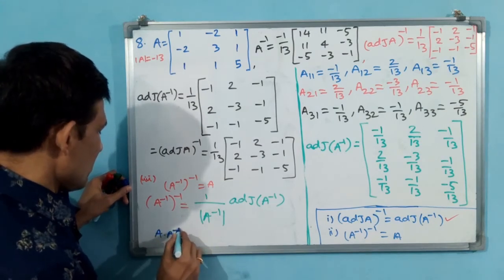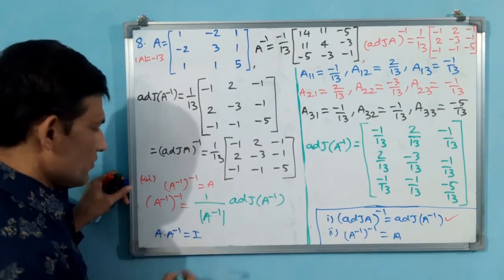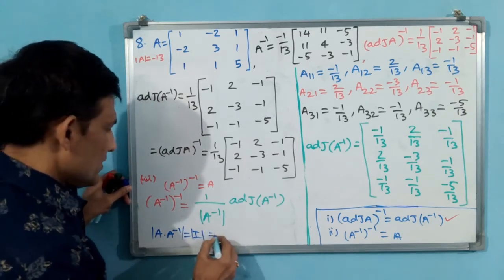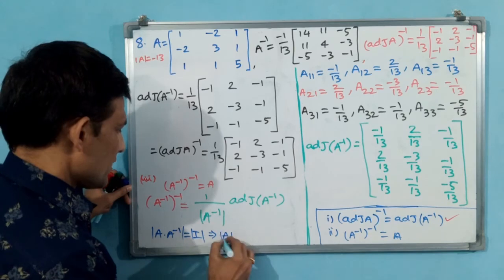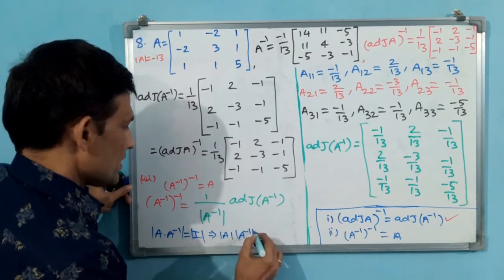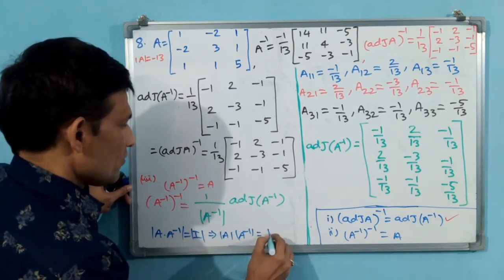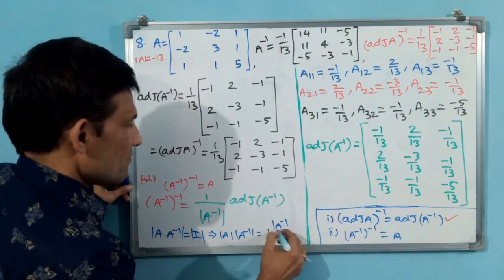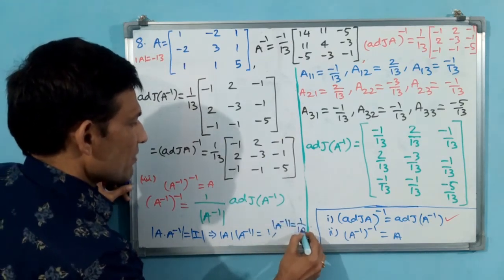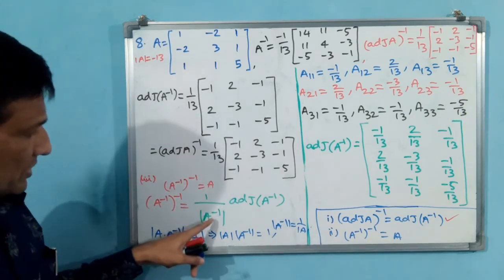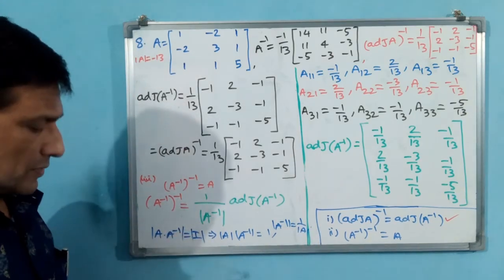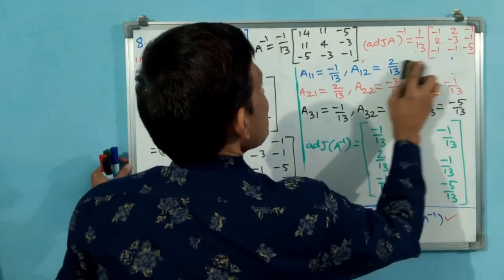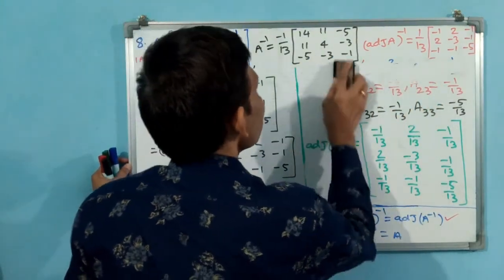A into A inverse is equal to I, we know. But if I keep determinant on both sides, then determinant A times determinant A inverse is equal to 1, as determinant of I is 1. That means determinant A inverse is equal to 1 by determinant A. So here 1 by determinant A will come. I am removing here, remaining I am doing here. This we don't require now.